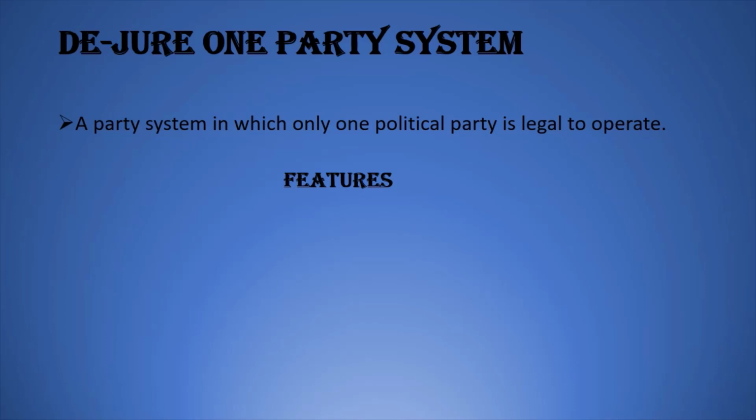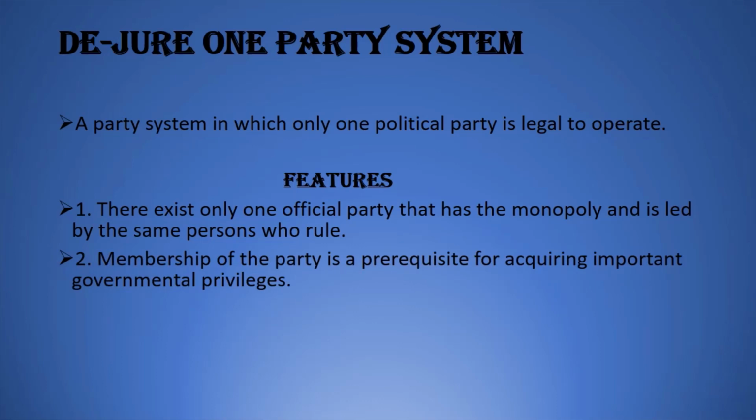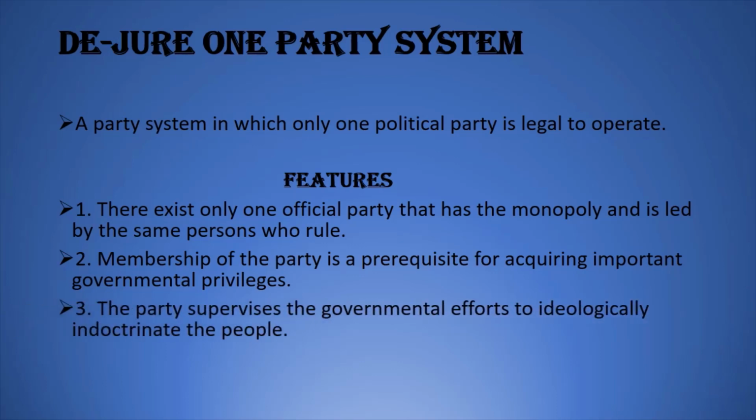Features of a de jure one-party system include: 1. There exists only one official party that has a monopoly and is led by the same persons who rule. 2. Membership of the party is a prerequisite for acquiring important governmental privileges, including jobs. 3. The party supervises the governmental efforts to ideologically indoctrinate the people. 4. It is characterized by its elite personality.